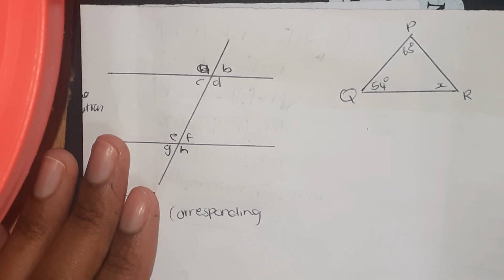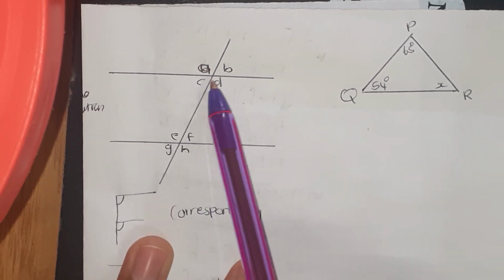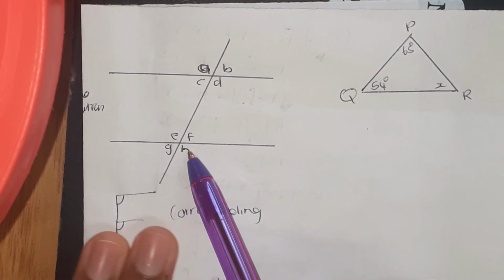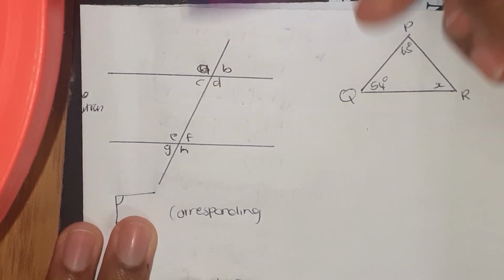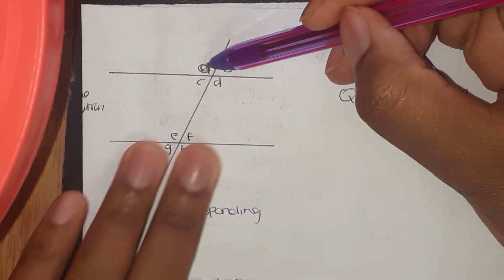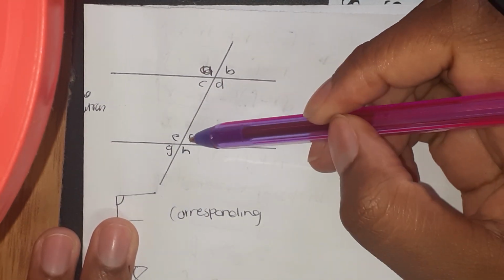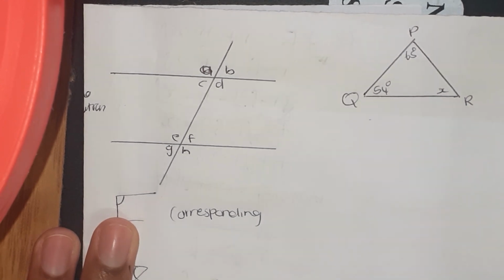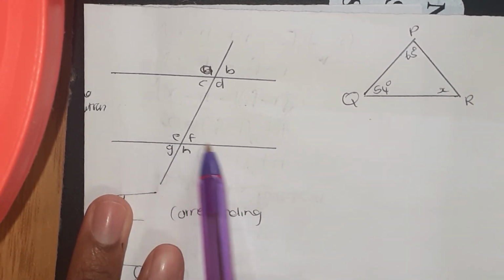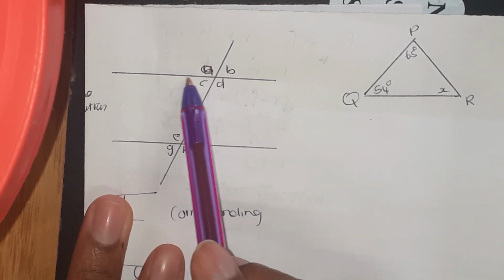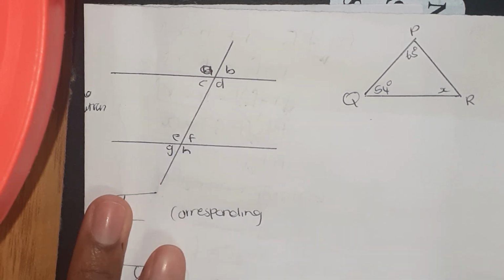Now, let's look at this. Here you are given A, B, C, D, E, F, G, and H, right? The first thing that you can look at is that we have vertically opposite angles. So A equals D, C equals B, E equals H, and G equals F. You see, vertically opposite angles, right? And we can also say we have angles on a straight line, this side and this side and this side and this side, right?